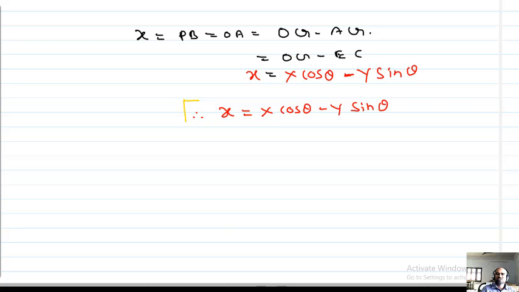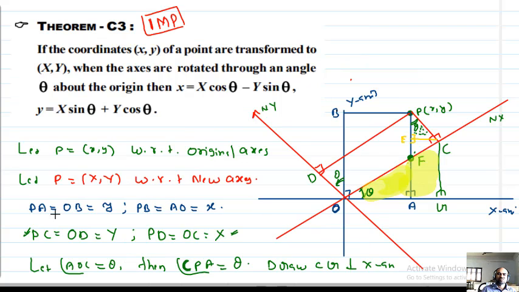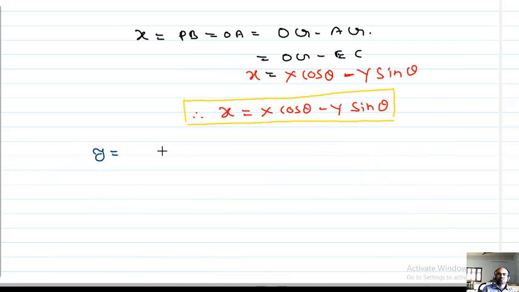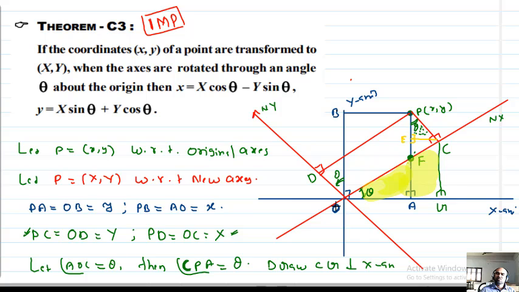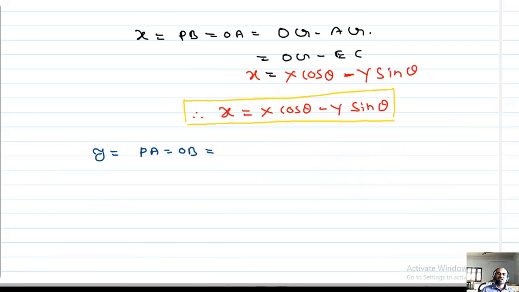Like the remaining results, small y also you want. Okay, interesting result. Interesting topic and difficult topic. Small y means what? PA only, PA or OB. PA equal to OB. OB is nothing but PA. PA is better than OB, I will erase it. PA only I will take.